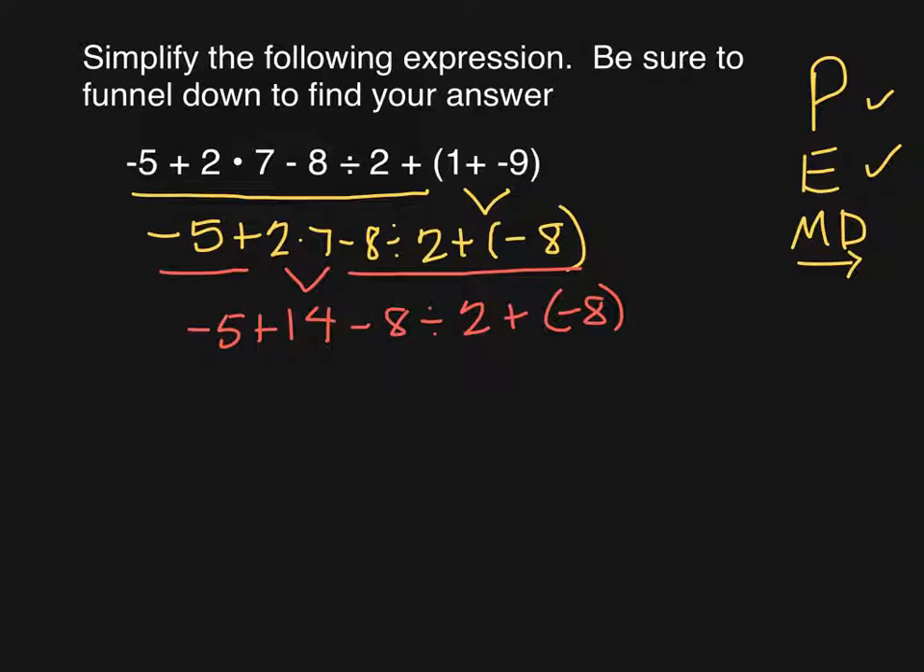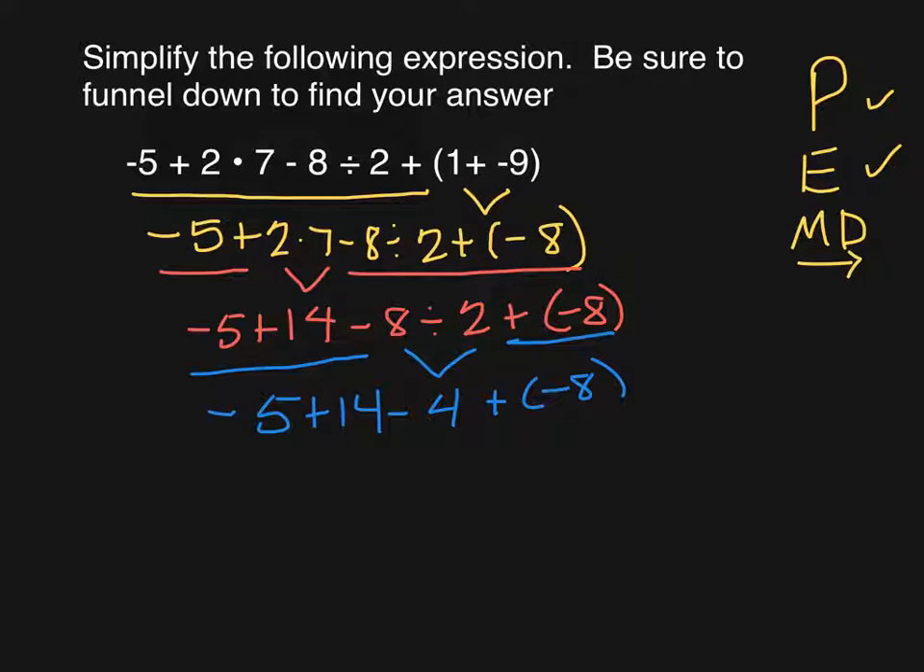I'm not done with the multiplication and division because I now see that going from left to right, I've got a division problem right here. So underlining the rest of that, this is the stuff I'm going to bring down. I've got 8 divided by 2. 8 divided by 2, of course, is 4, plus that negative 8 at the end here.